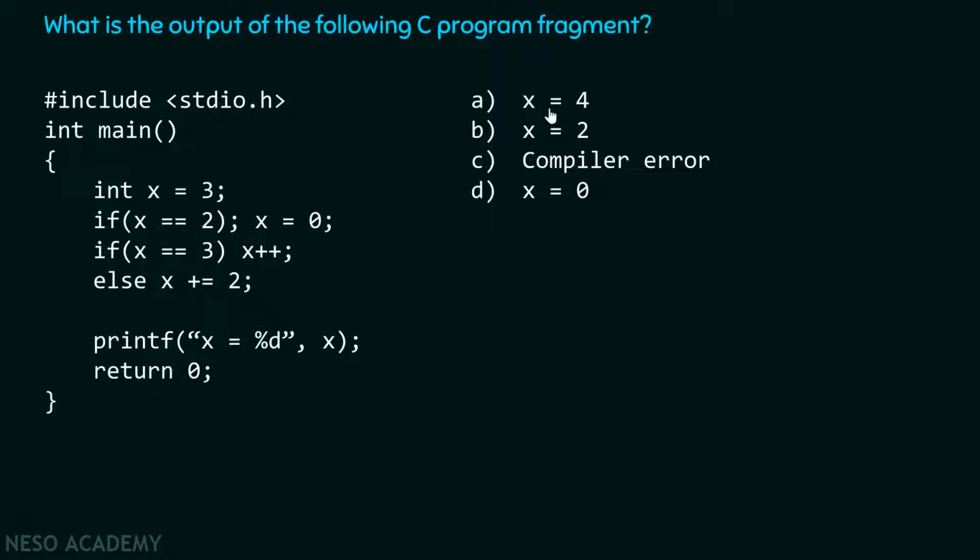Is it option A, x equals 4? Is it option B, x equals 2? Is it option C, compiler error? Or is it D, x equals 0? I would encourage you to please pause the video for a while and try to answer this question on your own. You might have answered this question, so let's move on to the solution.